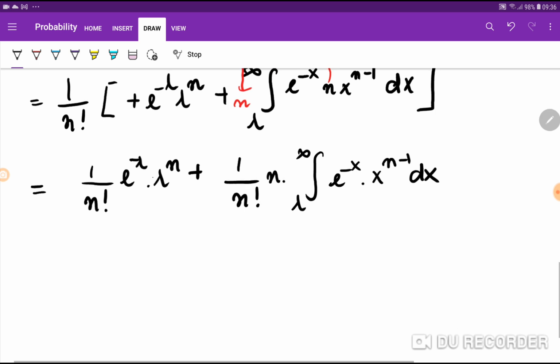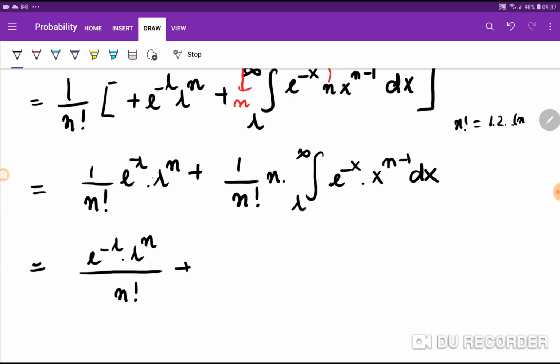So what do we have? We will have equal to e to the power negative lambda times lambda to the n over n factorial, plus, okay, why is it 1 over n factorial times n? Recall that n factorial is 1 times 2 times on the way to n, right?